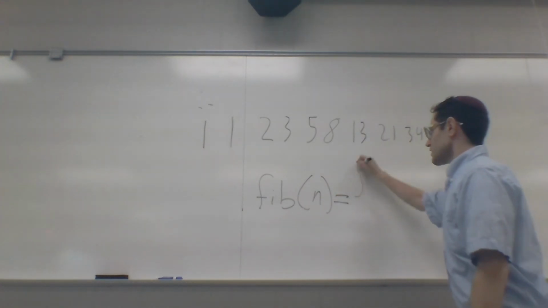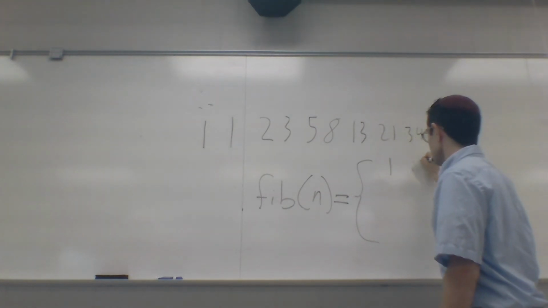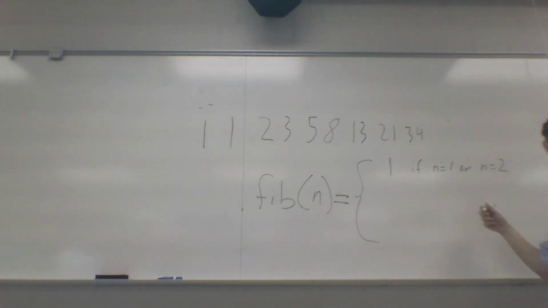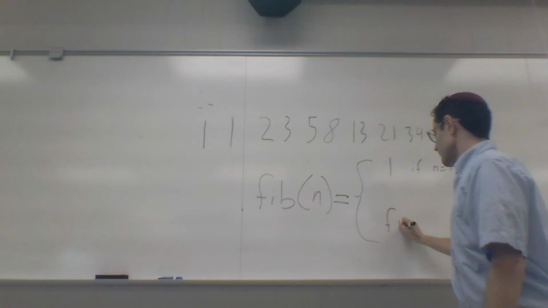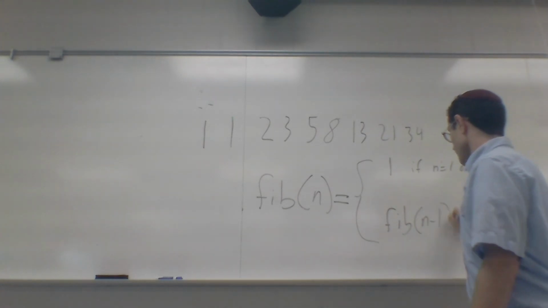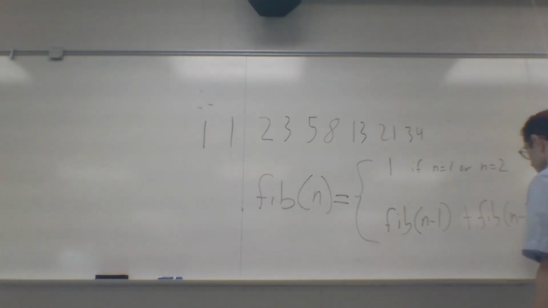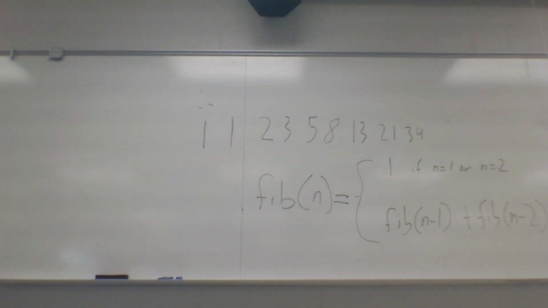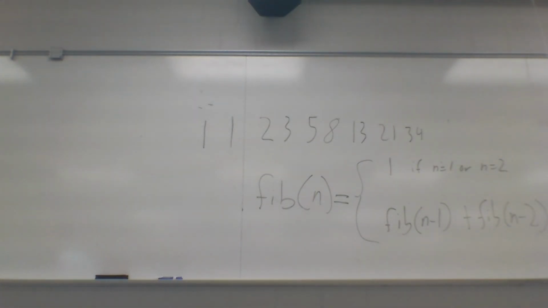So the recurrence relation is as follows. Fib of n is equal to 1 if n is equal to 1 or n is equal to 2. Otherwise, fib of n is equal to fib of n minus 1 plus fib of n minus 2. So I'd like you to go ahead and start coding that up as a method in Java. Create a new class, create a method in it. That's the Fibonacci sequence static method. I suggest you return a long because it gets big otherwise.